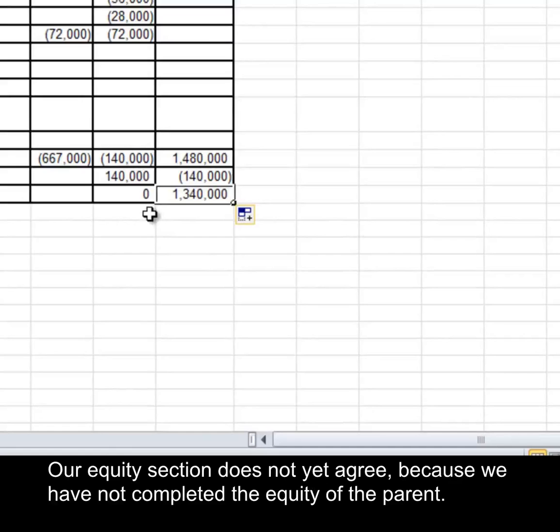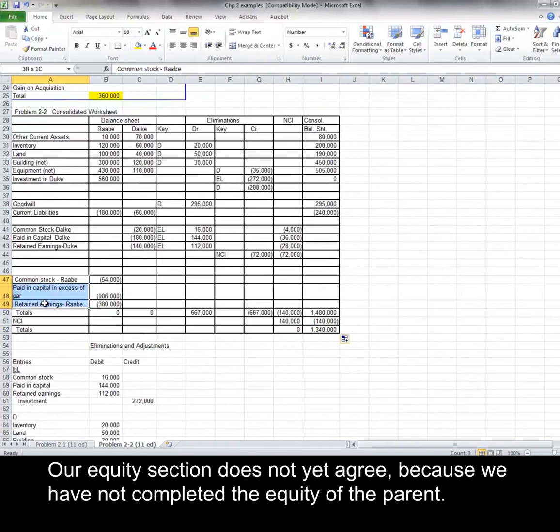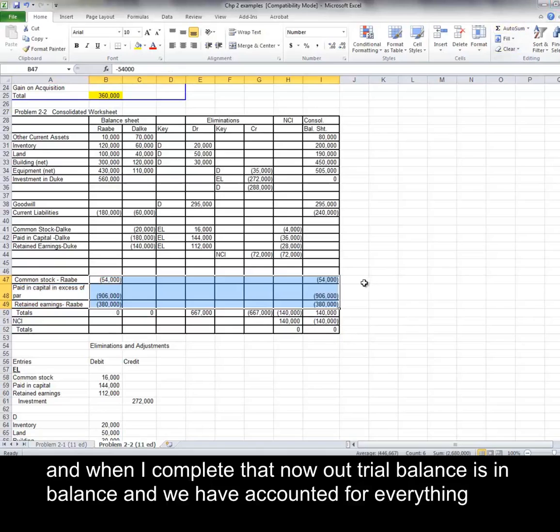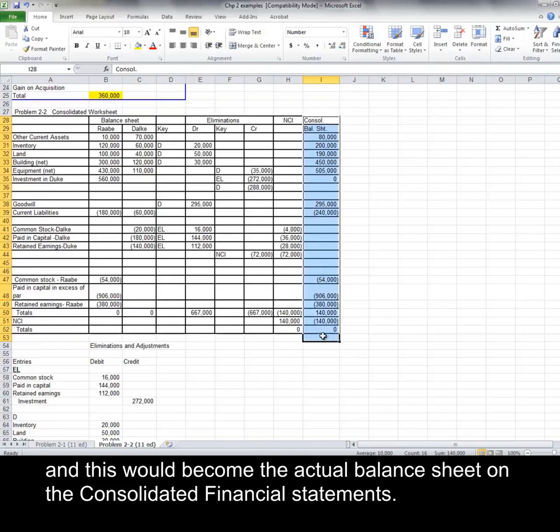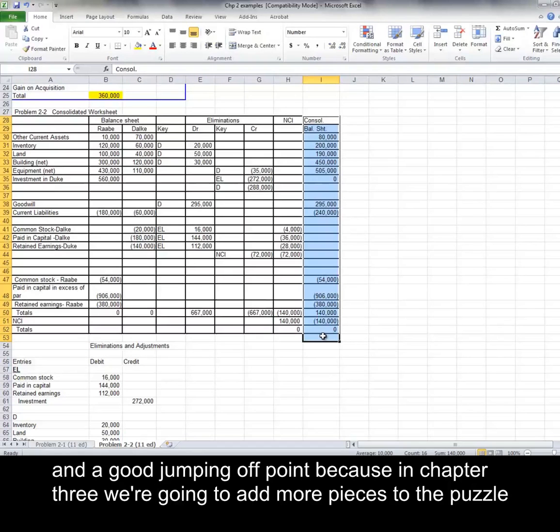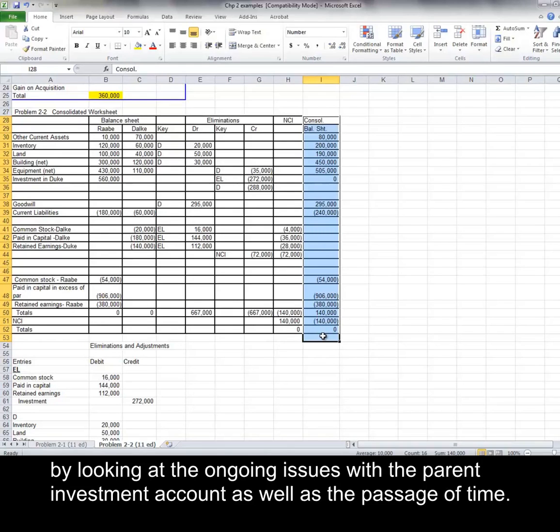Our equity section does not yet agree because we have not completed the equity of the parent. We need to carry across the equity of the parent, and when I complete that, now our trial balance is in balance and we have accounted for everything, and this would become the actual balance sheet on the consolidated financial statements. Hopefully this has given you good information for Chapter 2 and a good jumping off point, because in Chapter 3 we're going to add more pieces to the puzzle by looking at the ongoing issues with the parent investment account as well as the passage of time.